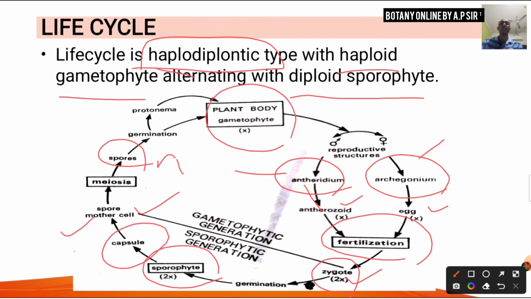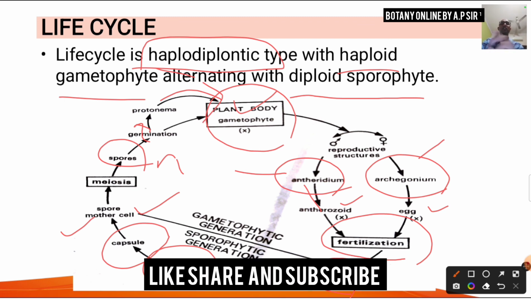The spores on germination may directly form the gametophyte, as in Riccia, or may first form the juvenile stage called protonema, which then gives rise to the gametophyte plant. Got it? So this is the life cycle of bryophytes. Okay. Thank you.